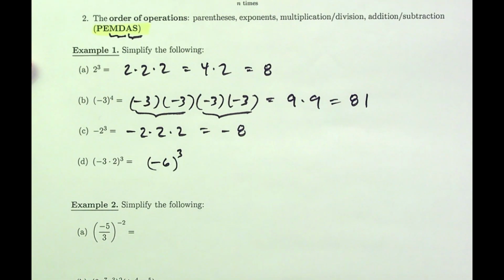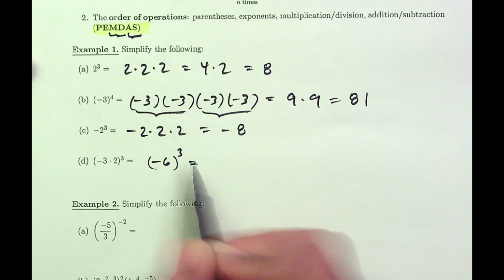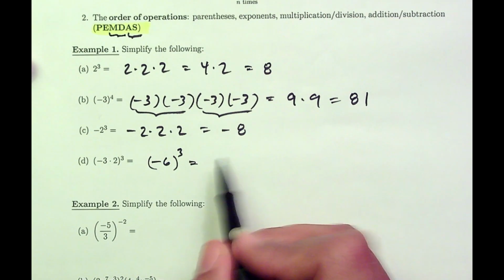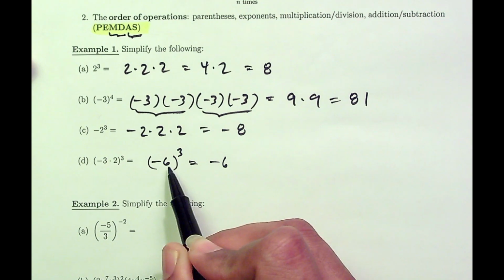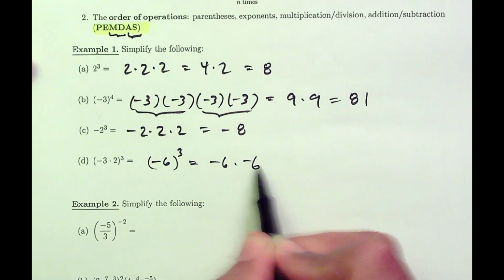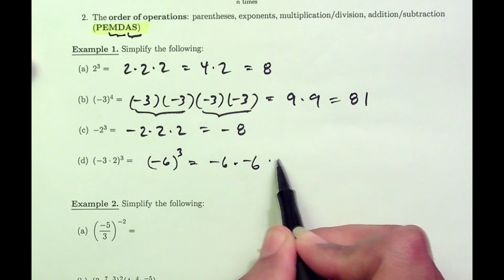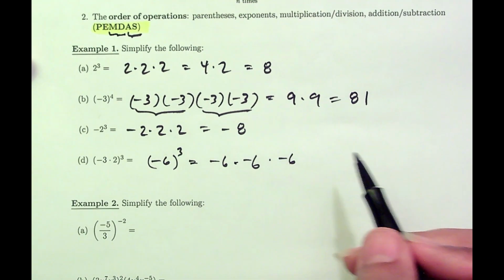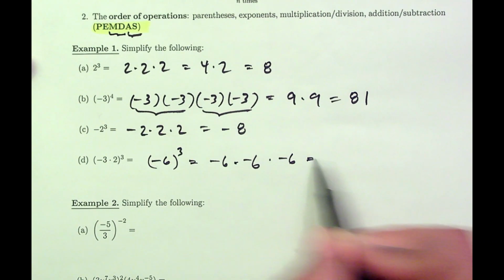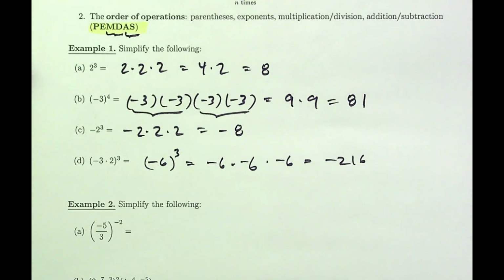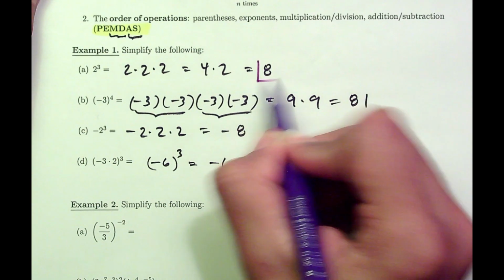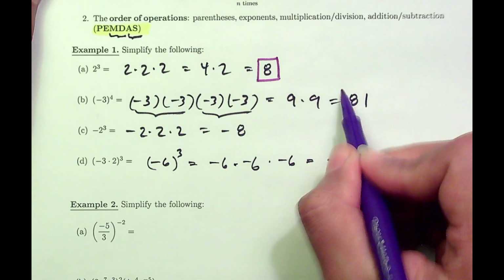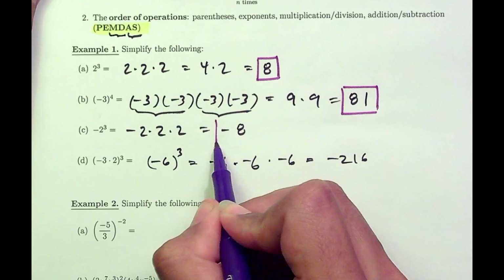Then to the third. This means negative 6 by itself 3 times. And then note that the negative is included in the repetition because it is inside that parentheses. So negative 6 times negative 6 times negative 6. And this is negative 216. Right? And I usually put final answers in boxes. So I'm going to do that.